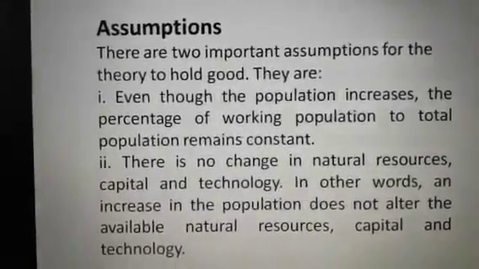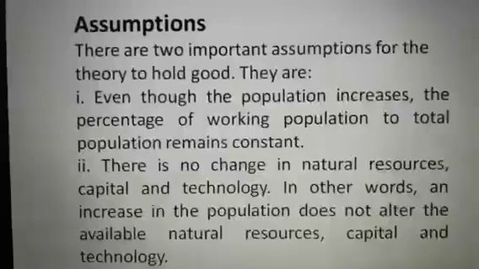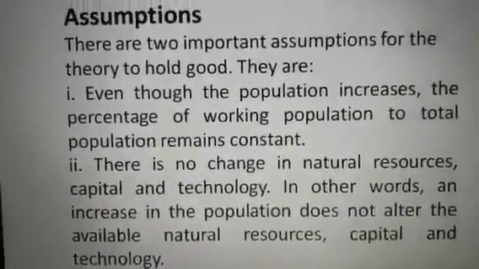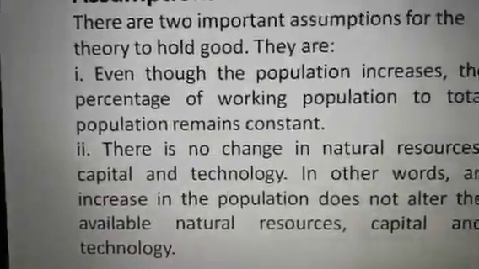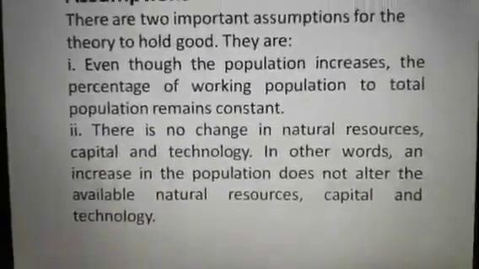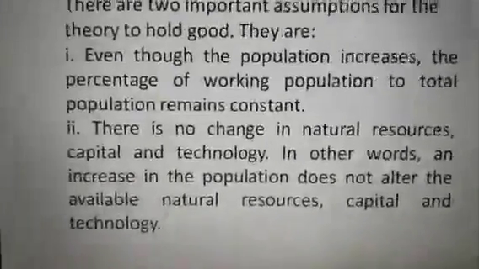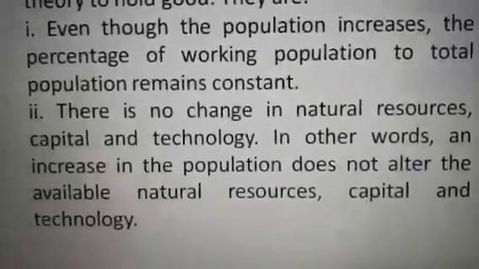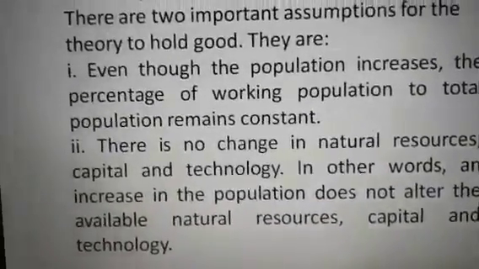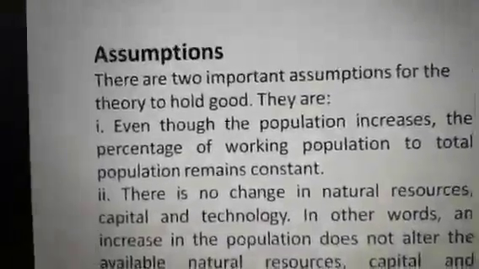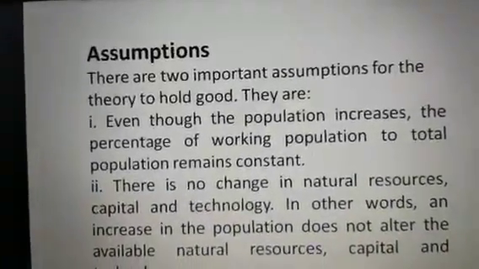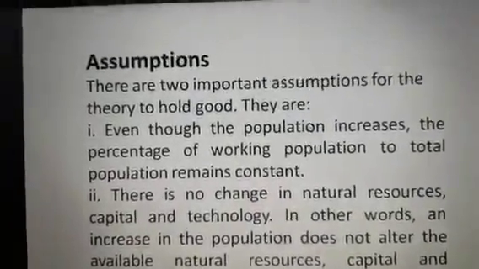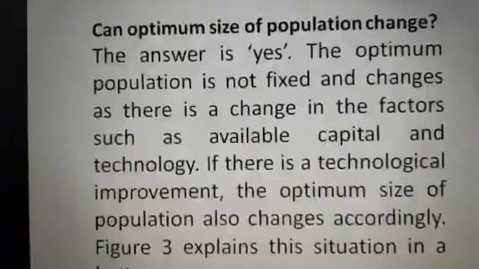The theory assumes that even though the population increases, the percentage of working population to total population remains constant. With this assumption, the theory exists. And second, there is no change in natural resources, capital and technology. In other words, an increase in population does not alter the available natural resources, capital and technology. So under this assumption, the population optimum theory exists. But this is also the criticism of this theory, which denotes that we may move further from this theory also.